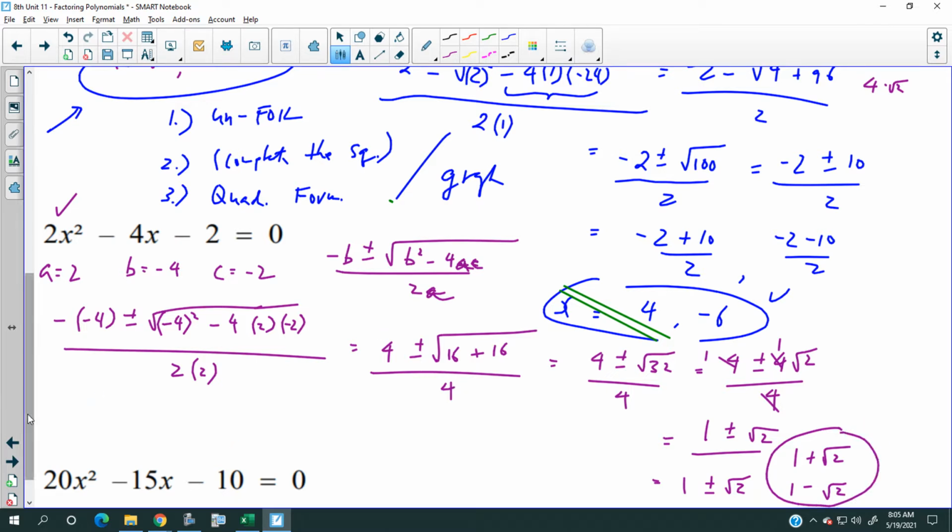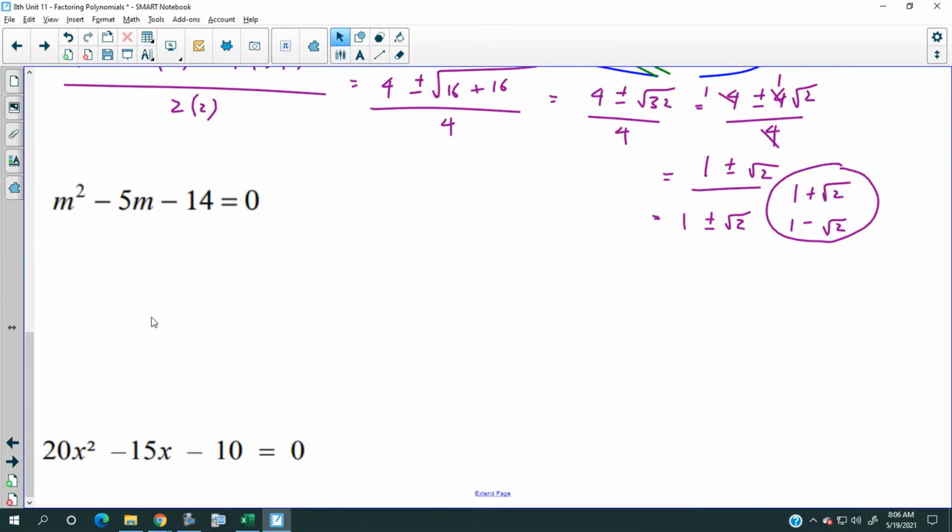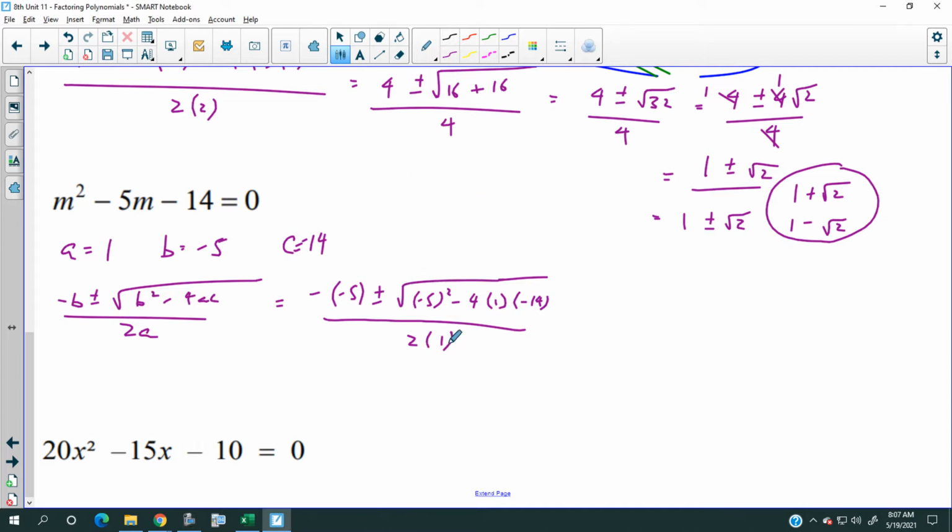Let me find another question for you to practice. Try this one right now. Press pause. I'll give you a hint: the answer is gonna come out as whole numbers, just a nice way to wrap the day up. So press pause right now. For the sake of time, I had written down the A, B's, and C's of this question. I rewrote the quadratic formula, and then I did all the substitution with the A, B's, and C's. And now I'm just gonna solve it.